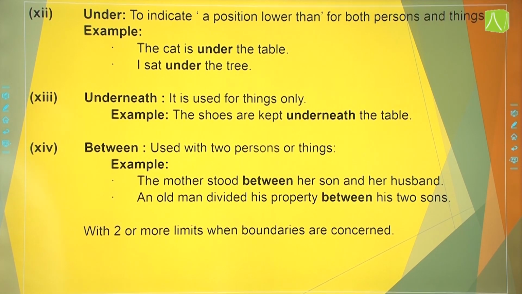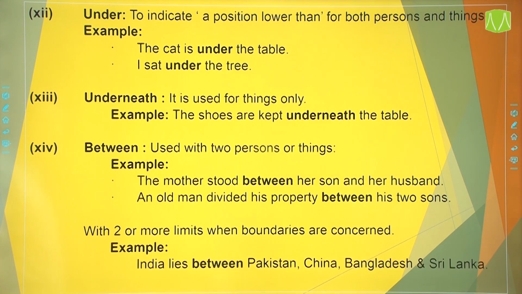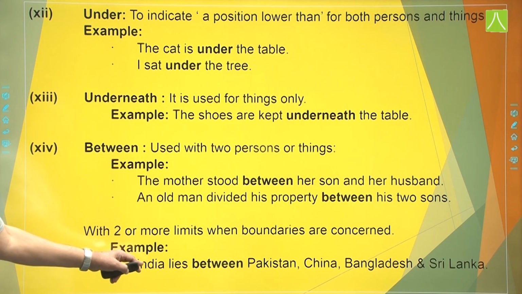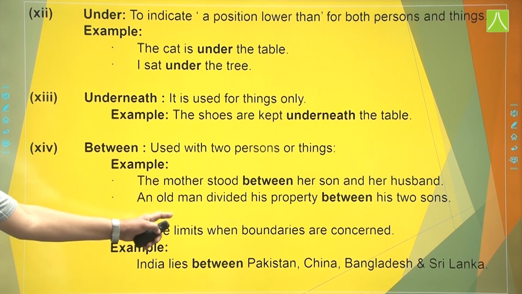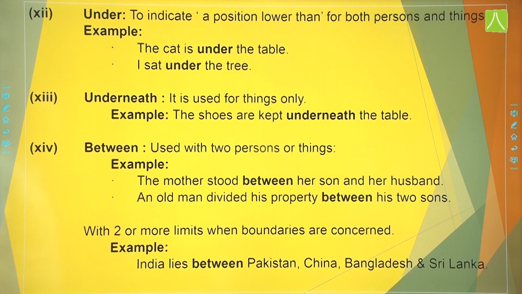With 2 or more, between is used for limits, when boundaries are connected. India lies between Pakistan, China, Bangladesh and Sri Lanka. तो जब बाउंड्रीज कंसर्न हो गए तो we can say even more than 2, between can be used. So India lies between Pakistan, China, Bangladesh and Sri Lanka, because we are talking about limits, when boundaries are concerned.